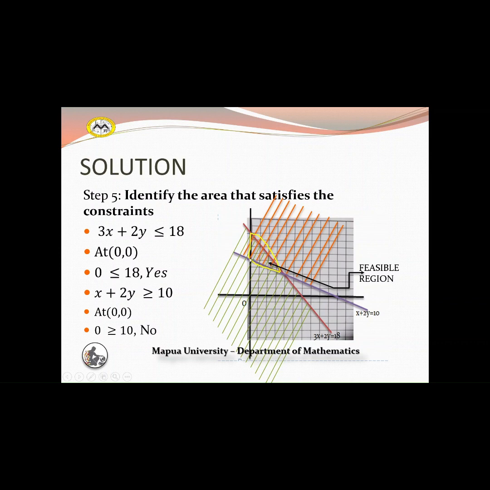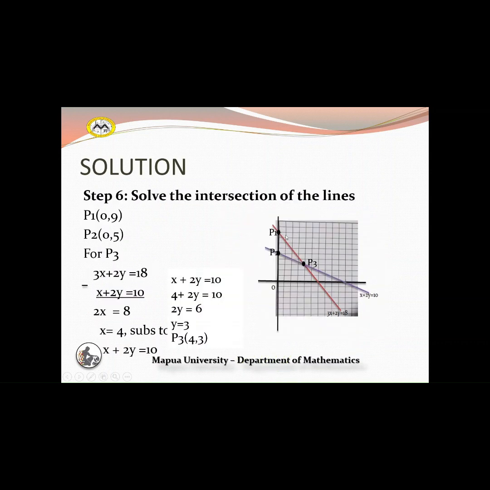From here we can determine the extreme points. Obviously we have 3 points here, which we can define as P1, P2, P3. P1 and P2 can be determined right away because they fall exactly on the y-axis. So we have P1 at (0, 9) and P2 at (0, 5). Then we can determine the coordinates of P3 because it is the point of intersection between the lines 3x plus 2y equal to 18 and x plus 2y equal to 10.